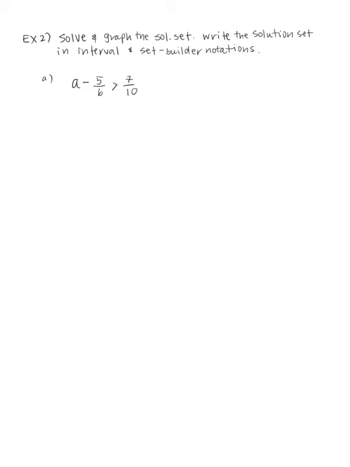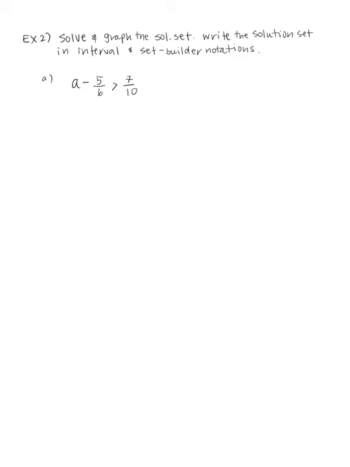Okay, we're going to do this problem now. So solve and graph the solution set. Write the solution set in interval notation and set builder notation. Okay, so let's take a look at part A. We have a minus 5 over 6 is greater than 7 over 10. So first what you want to do is you want to isolate the a. So you need to get rid of that 5 over 6.